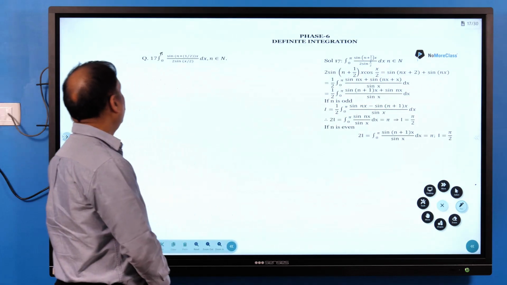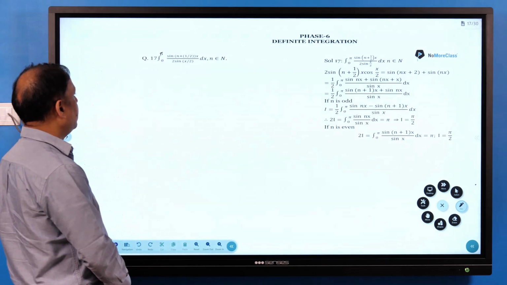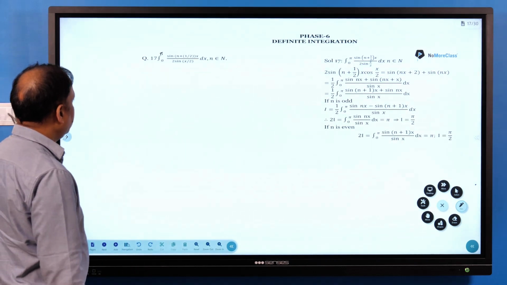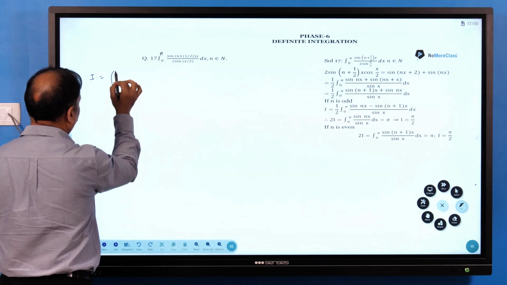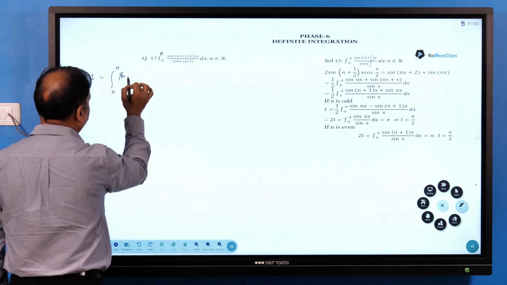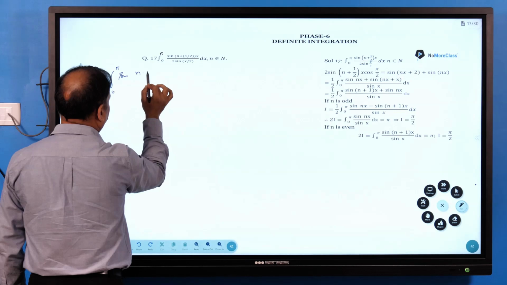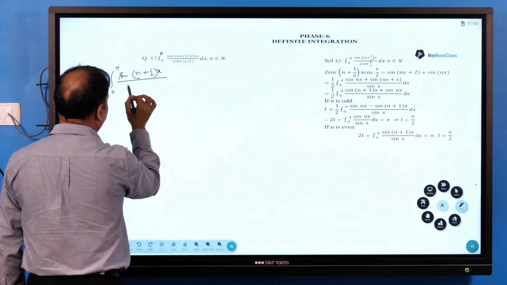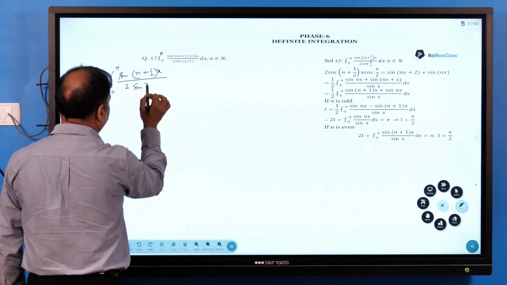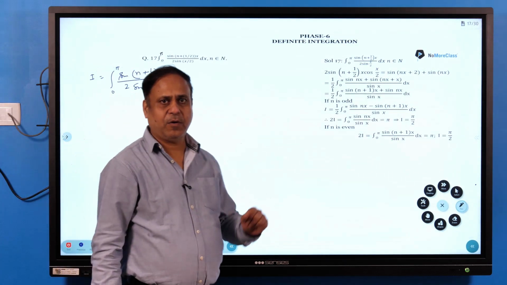So now come to basics definite integration, mathematics exercise 1, question number 17. The question is I equals the integral from 0 to pi of sine((n plus 1)/2 x) upon 2 sine(x/2) dx. A very important question, and it's a very difficult problem also.